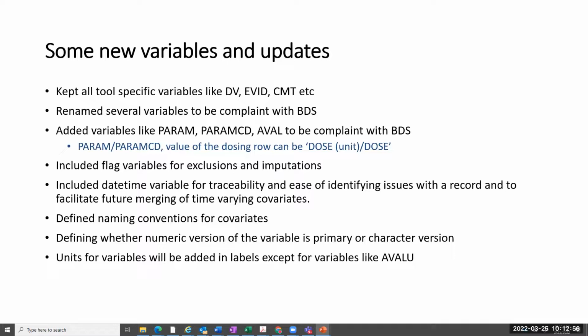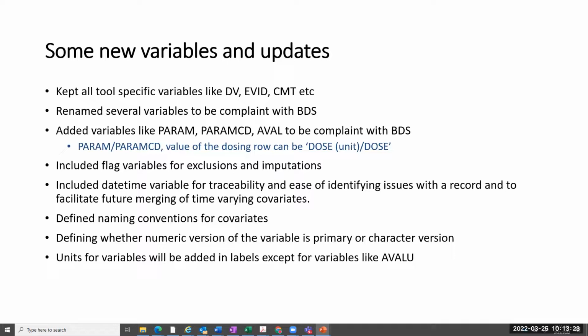In addition, the date and time variable is included for traceability and ease of identifying issues with the record. It helps a lot with tracking down issues, and also merging time-varying covariates in future, and then deriving any time-related variables. So we also define naming conventions for covariates. I'll show that in a minute.